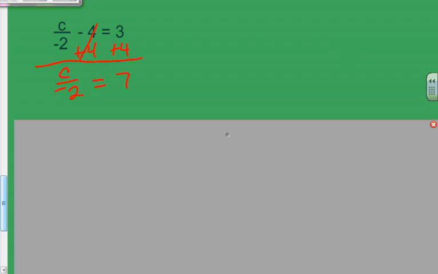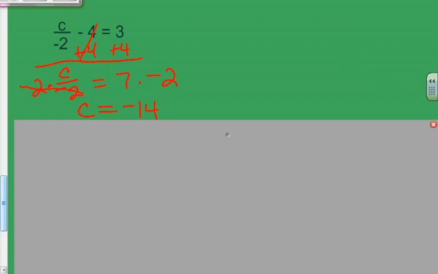To get rid of the negative 2, it's being divided, so we'll multiply by negative 2 on both sides. Oops, that should be a 2. Sorry about that. These simplify away. 7 times negative 2 makes a negative 14.